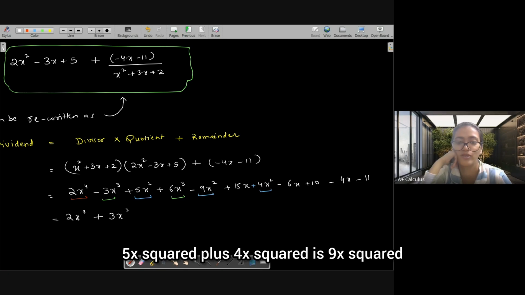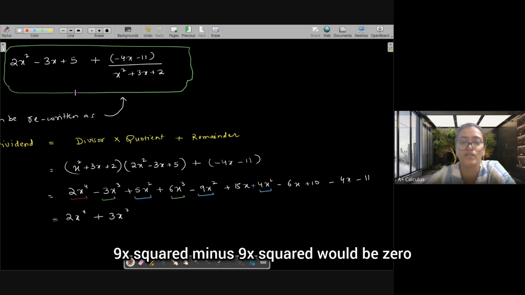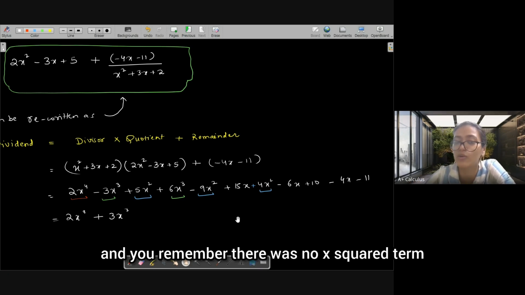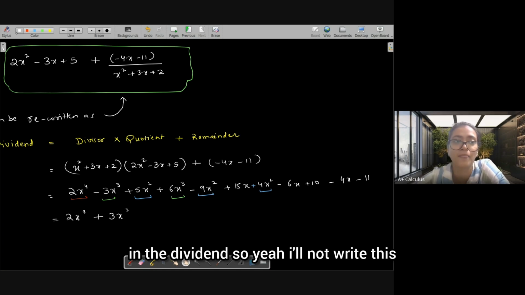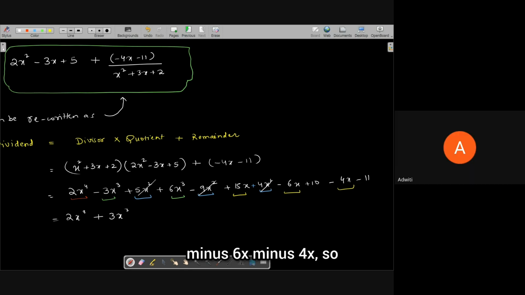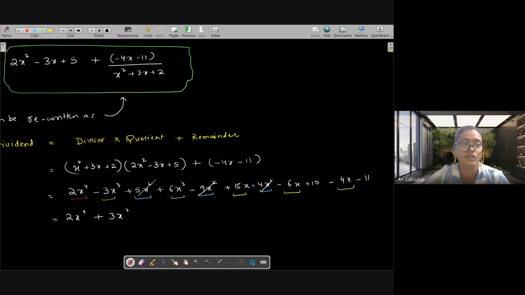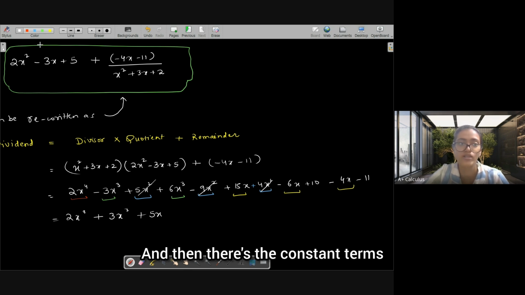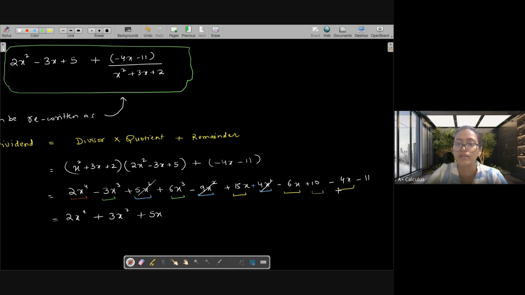5x squared plus 4x squared is 9x squared. 9x squared minus 9x squared will be 0. And you remember there was no x squared term in the dividend. So I'll not write this. These terms will cancel out. Then we have x terms. 15x minus 6x minus 4x. So 6 and 4 is 10. 5x. See, I can do math. And then there's the constant terms. 10 minus 11, that's minus 1.